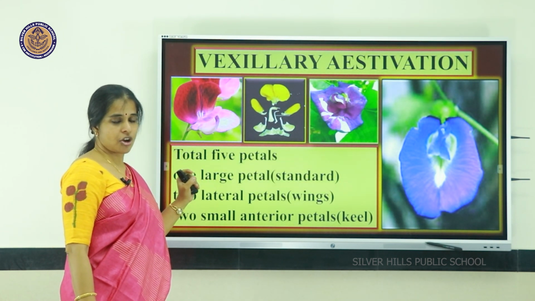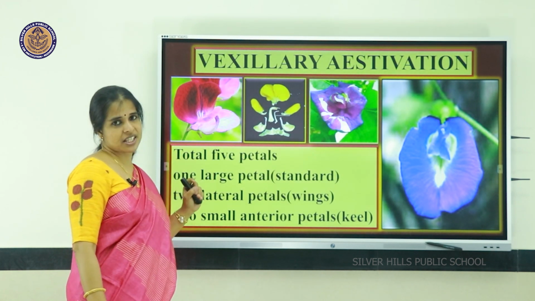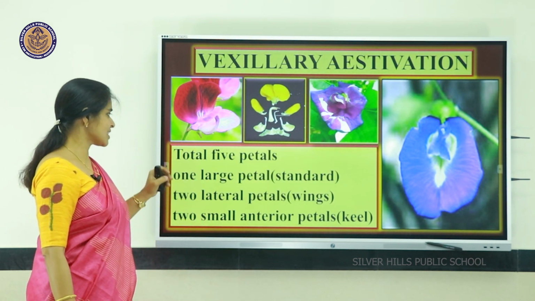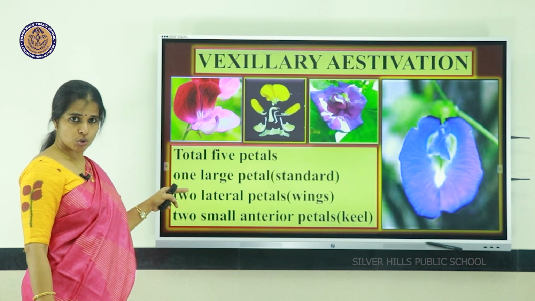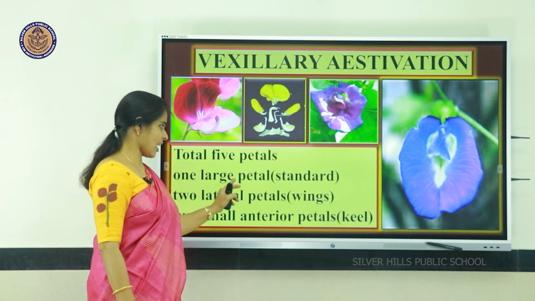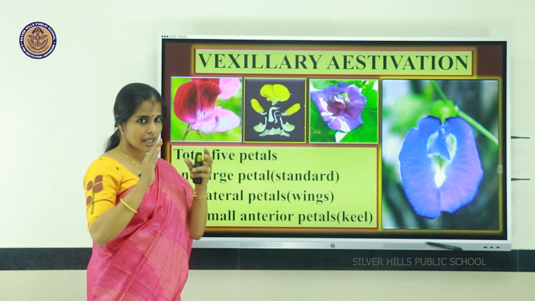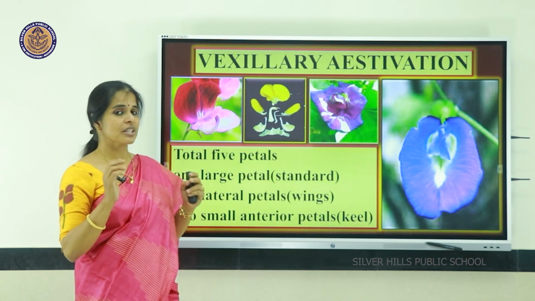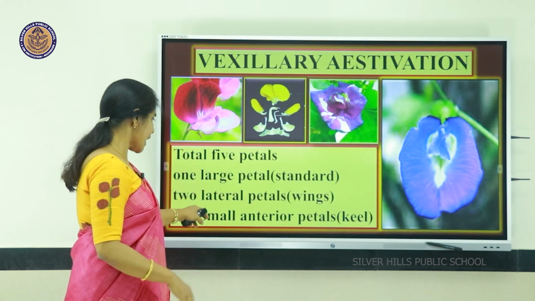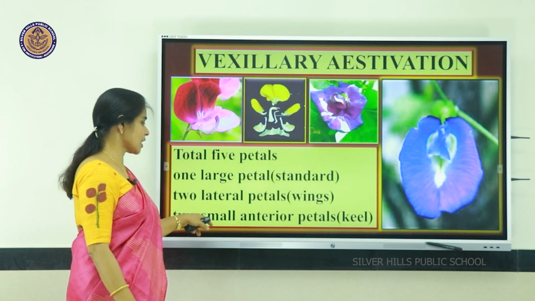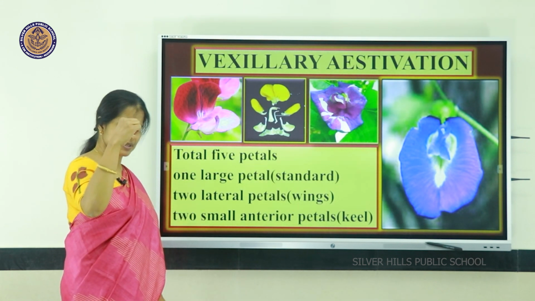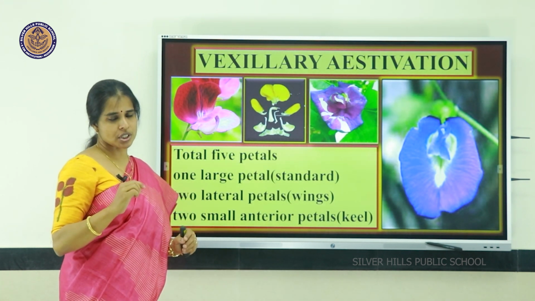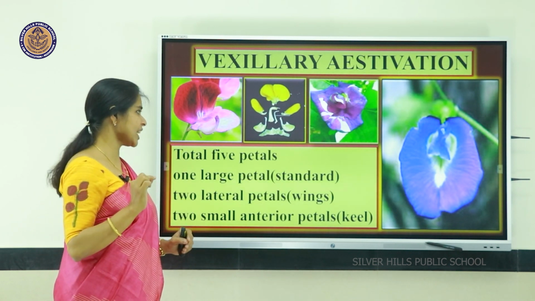In this case, normally almost all flowers will have 5 petals. Here also 5 petals will be there, but the petals are different in size and the arrangement is also different. This must have one large petal, then 2 lateral petals, which we generally call wings. And inner to that, there are 2 small anterior petals. That means the inner part of the flower will have these 2 petals, and they are fused and have the shape of a keel.